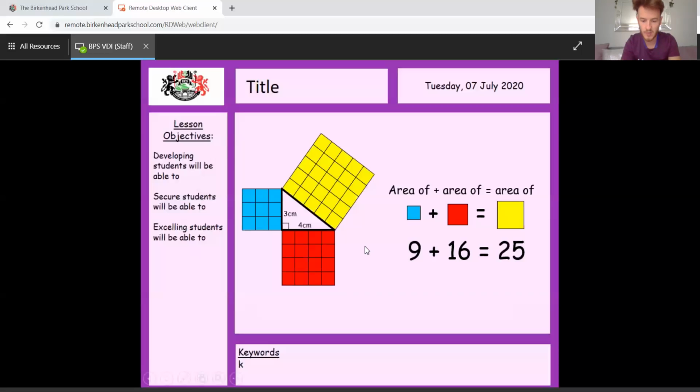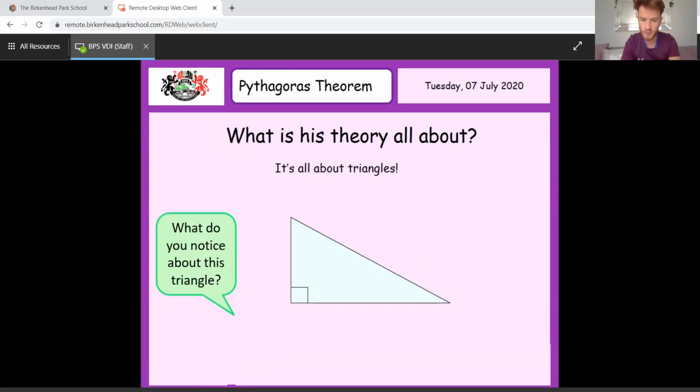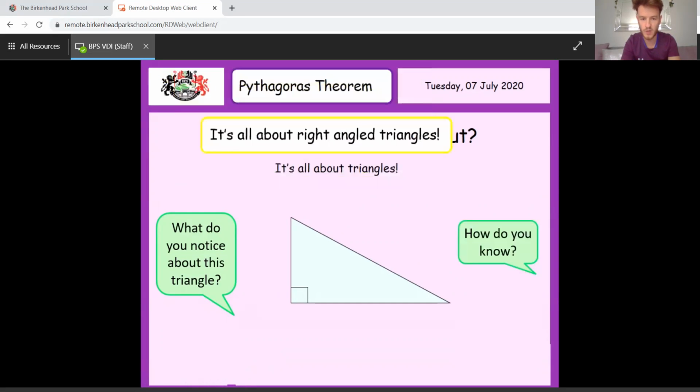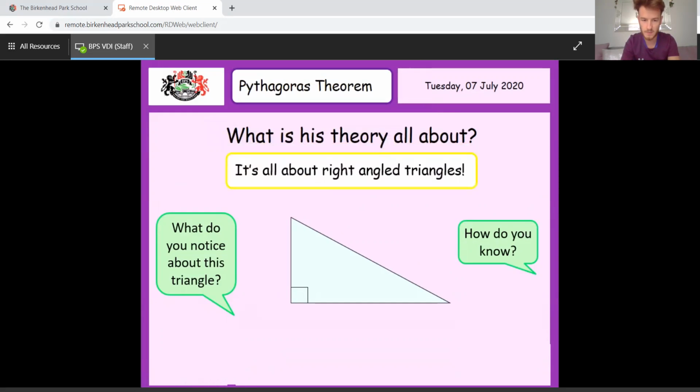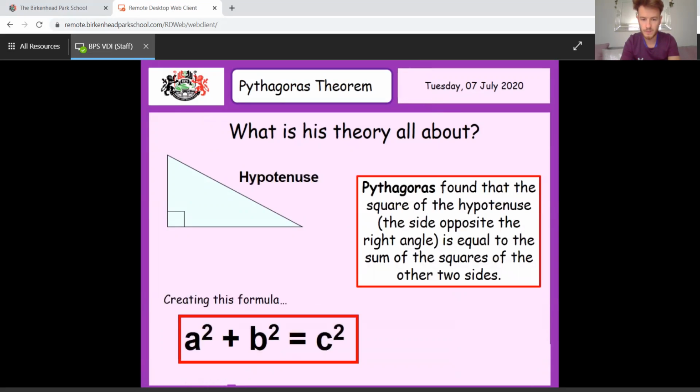So that diagram basically leads me on to the formula that we need to know for Pythagoras. The theory of Pythagoras is all about triangles, most importantly right-angled triangles. And the formula we need to know is a squared plus b squared equals c squared.